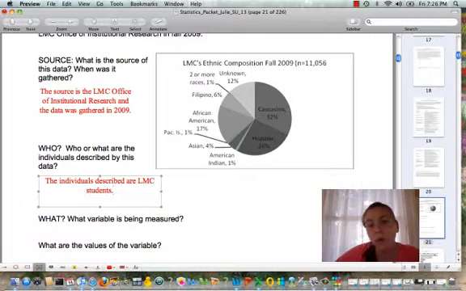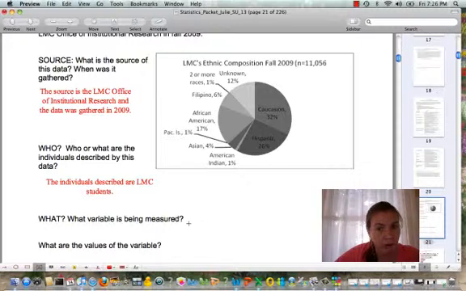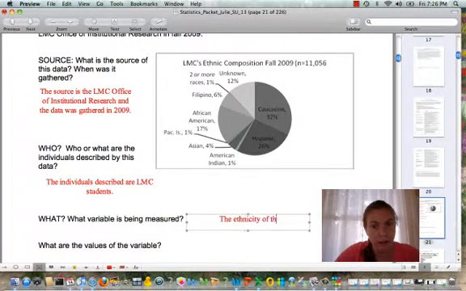And then what? They want to know what is the variable that is being measured. And so in this case, it's the ethnicity of different students. Or we could say the ethnicity of the student body. And maybe we better backspace and say LMC student body just to be extra clear.